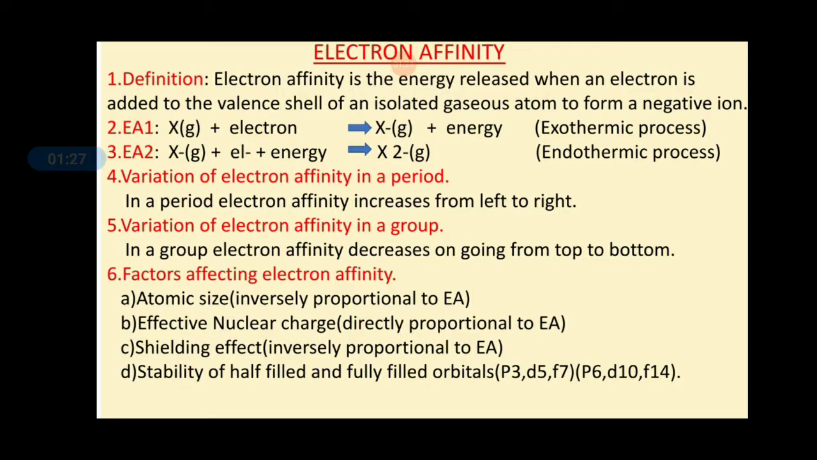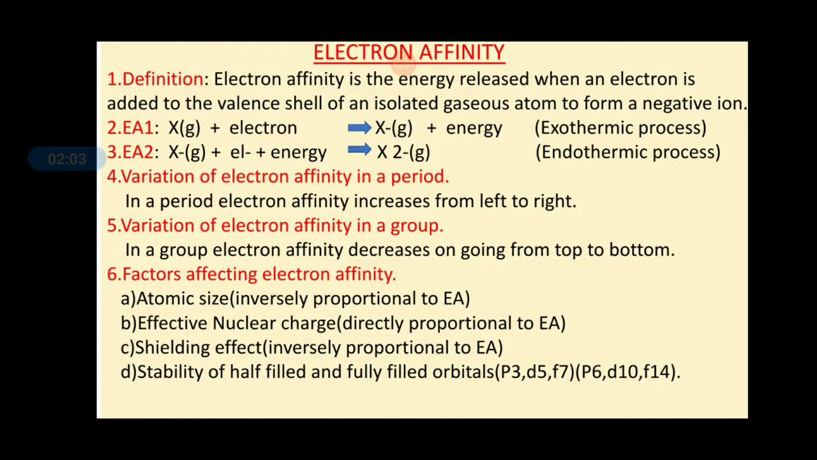The fourth point is variation of electron affinity in a period. In a period, electron affinity increases from left to right. On moving from left to right in a period, the size of the atom decreases and the effective nuclear charge increases. Hence, electron affinity increases when we move from left to right in a period. In a period, the alkali metals have low values and the halogens have high values of electron affinity.